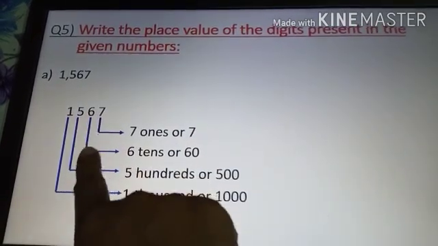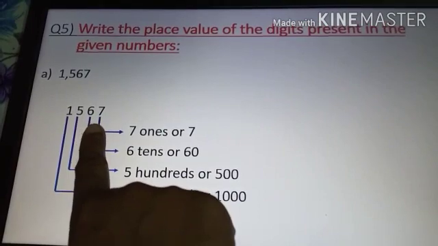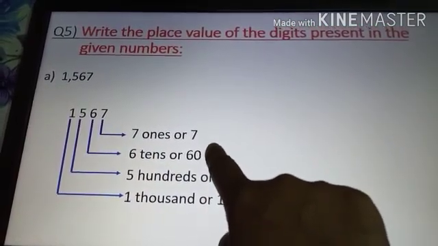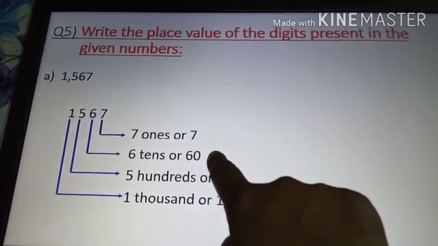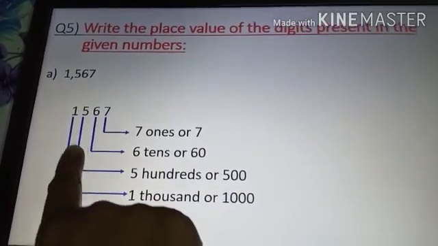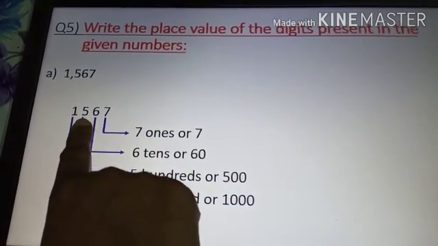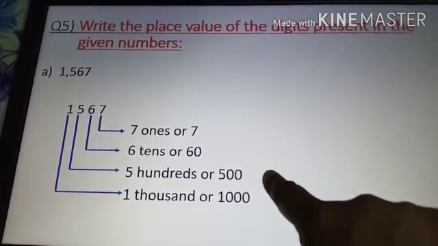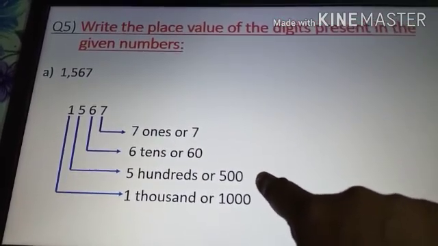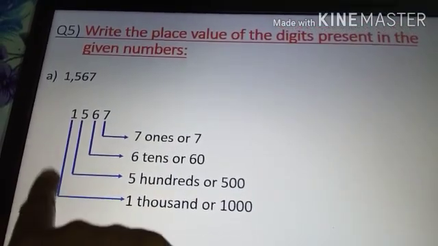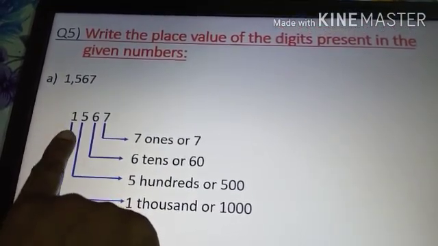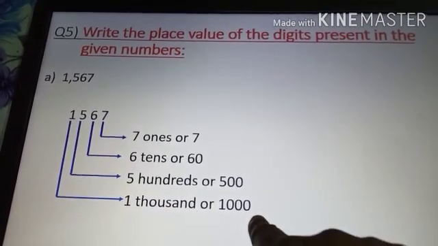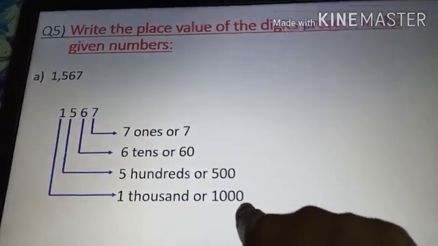Now the place value of 6 is, 6 is at the tens place. So we will write 6 tens. Or you may write 6 tens means 60. Very good. Now we will write the place value of 5. It's at the hundreds position. So you write here 5 hundreds, or you may write 500. Now the place value of 1, it is at the thousands place. So we write here 1000, or you may write 1000. Okay.